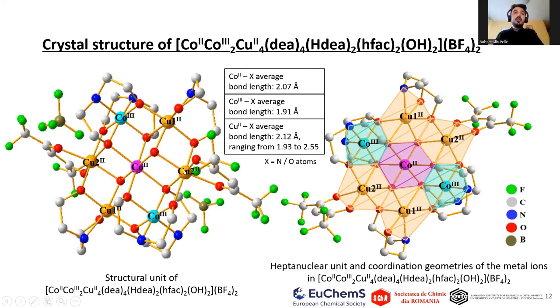The HFAC molecules connect to 2 copper ions. And also the other left copper ions have a diethanolamine molecule connected to them. The cobalt 3 atoms are the same like in the last compounds. They have diethanolamine bridging ligands. Again, octahedral geometry of the metal ions.